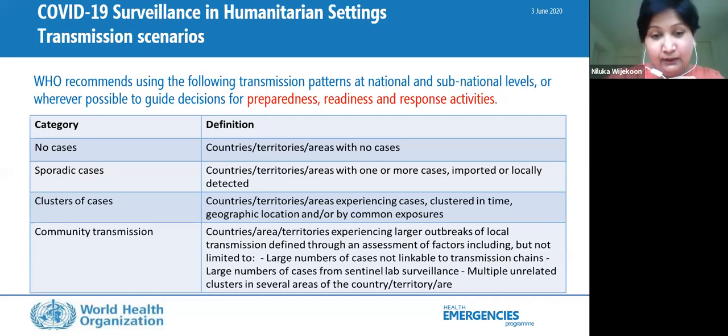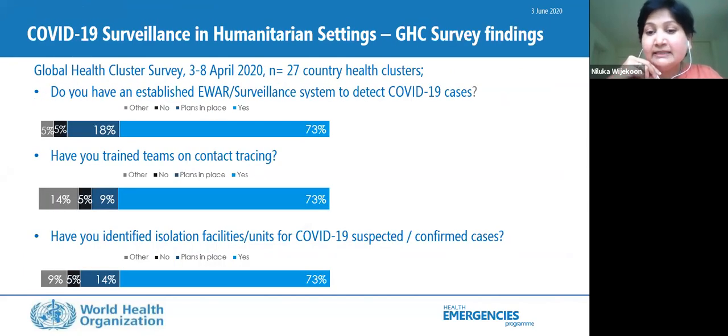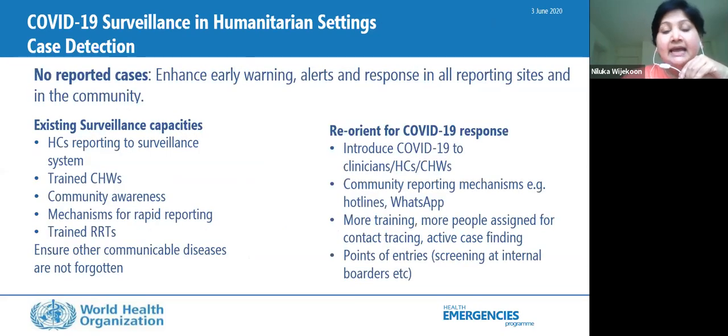Just to highlight the fact that the Global Health Cluster also wanted to capture the preparedness and the response in place for 27 country health clusters. We asked 3 questions, as you can see. The responses were rather good for these settings, and I hope the other settings, the refugee and migrant settings, also have some form of an early warning system, some form of a surveillance system to detect COVID-19, have plans or have trained contact tracing teams and isolation capacity in place. I will rapidly go to the other sections because we have a little bit to cover. Now, we will go through case detection, laboratory testing, and contact tracing in a little bit of detail.